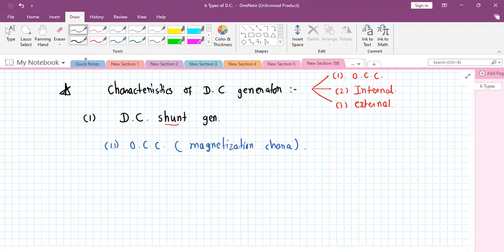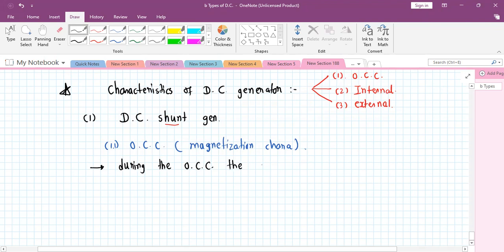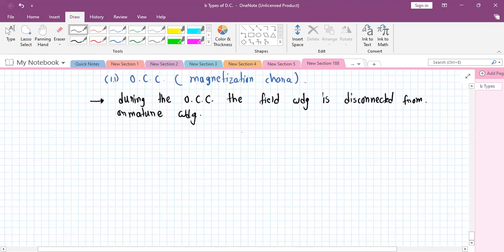So the first step is: during the OCC, the field winding is disconnected from the armature winding, and the field winding is connected to the external supply.